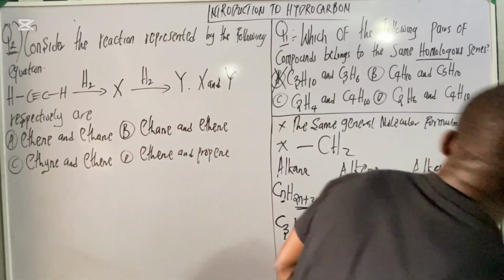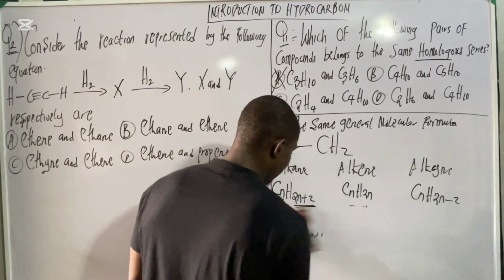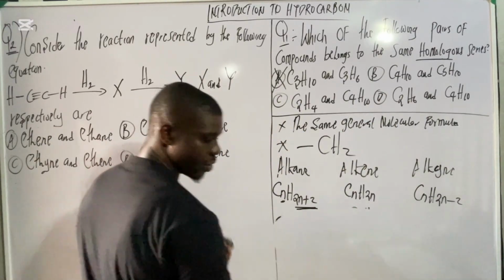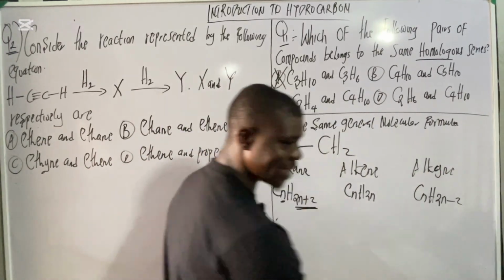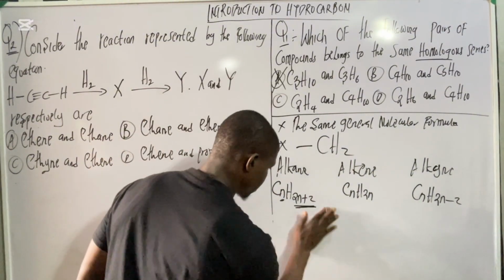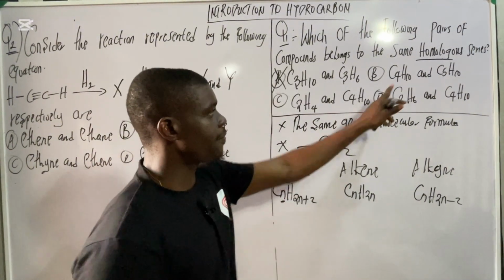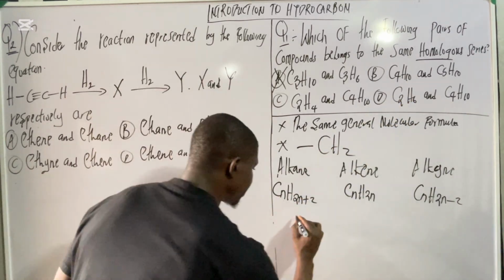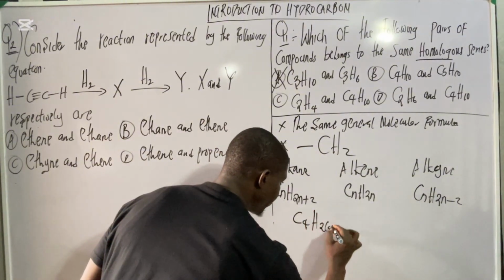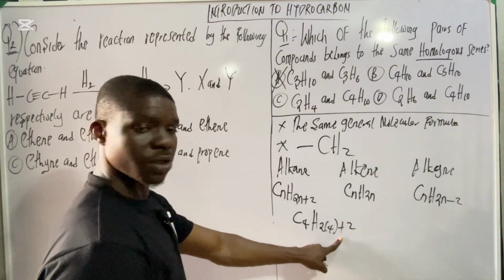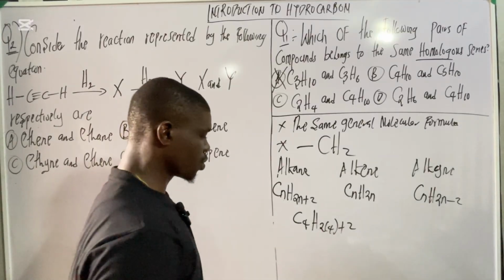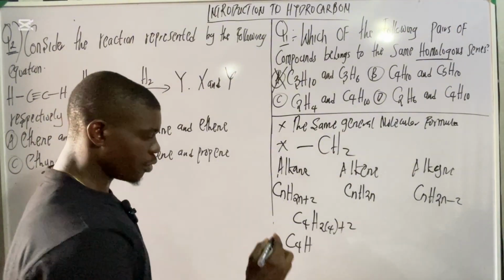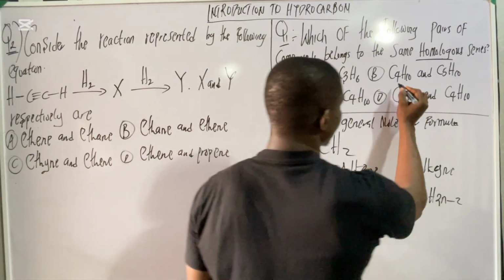Let's look at the B part: C4H10. We want to test it. If I put 4 into CnH2n+2, I get C4H(2 times 4 plus 2). 2 times 4 is 8, plus 2 is 10. Now this one fits.